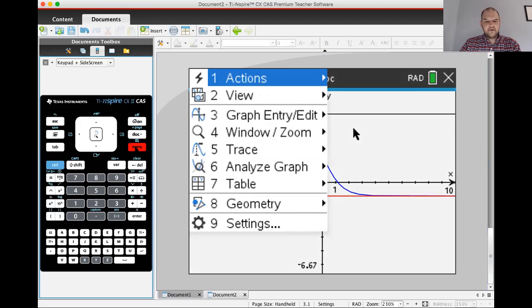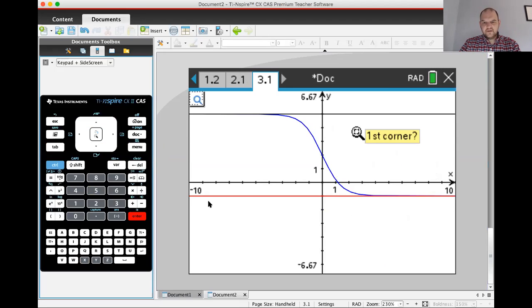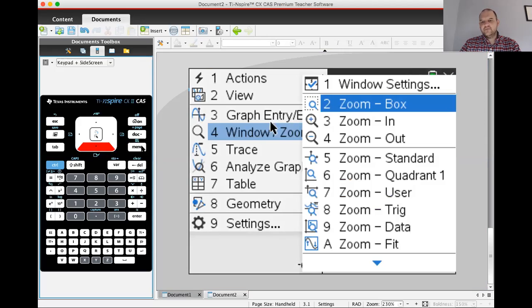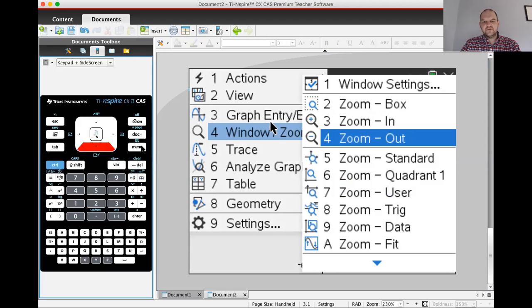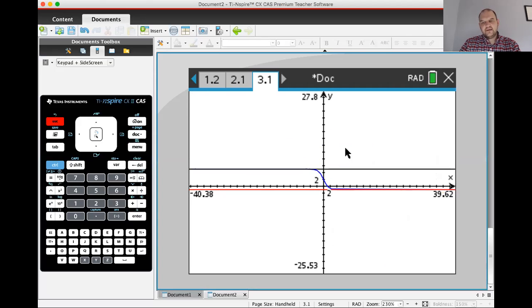Let's zoom out and see what's going on here. Zoom out, center. Not terribly exciting. It gets to its asymptotes, or approaches them, very, very quickly. What's this point here, where it hits the axis? Can we solve that? I think so.